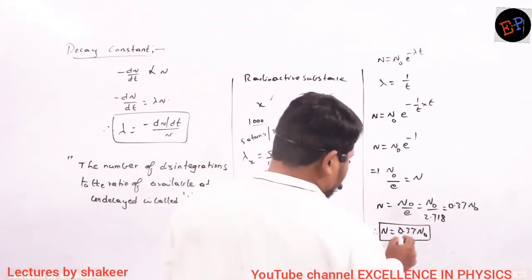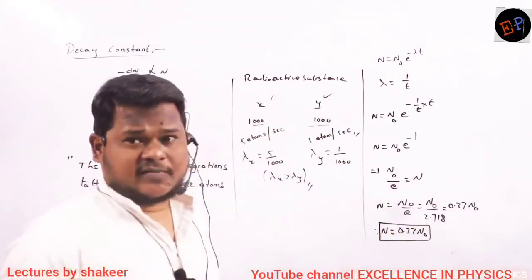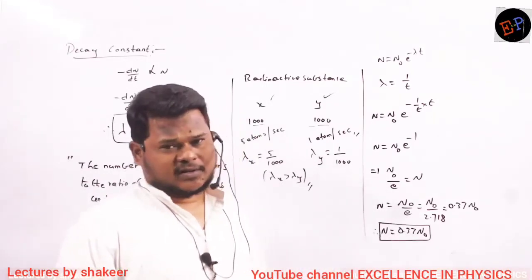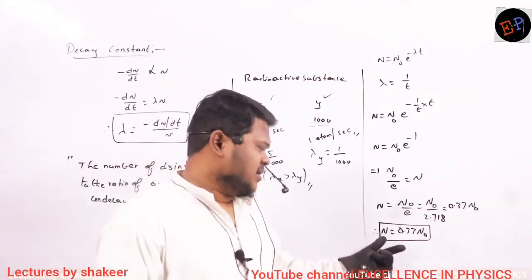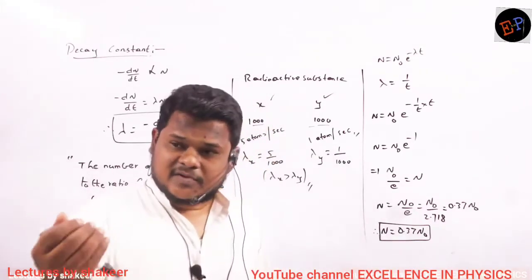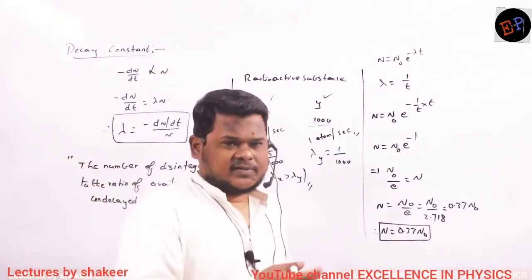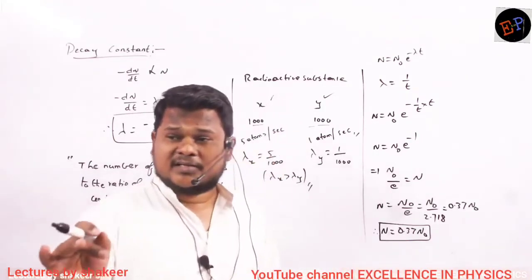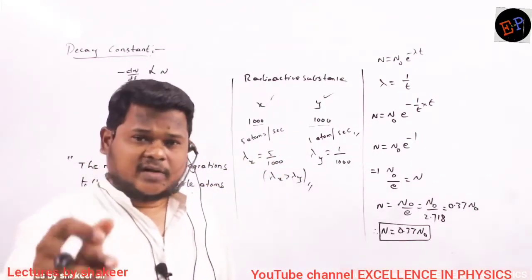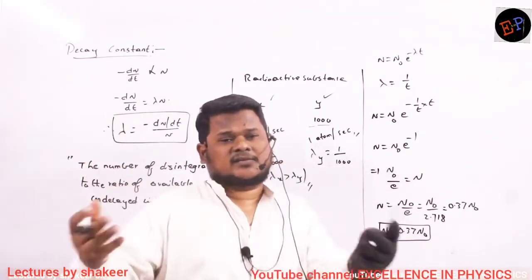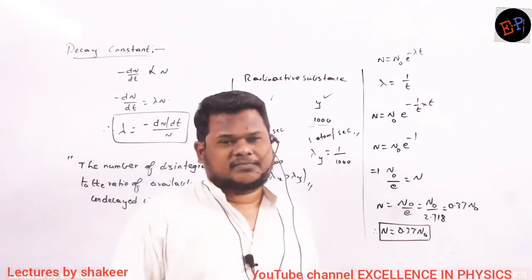It means that N naught is the number of atoms initially when I started observation, and N value is 0.37 times of N naught. It means 100 minus 37, how much? 63. 63% of the atoms have disintegrated. What is the meaning of N is equal to 0.37 N naught? It means only 37% of the atoms are still ready for disintegration. It means already 63% have disintegrated.